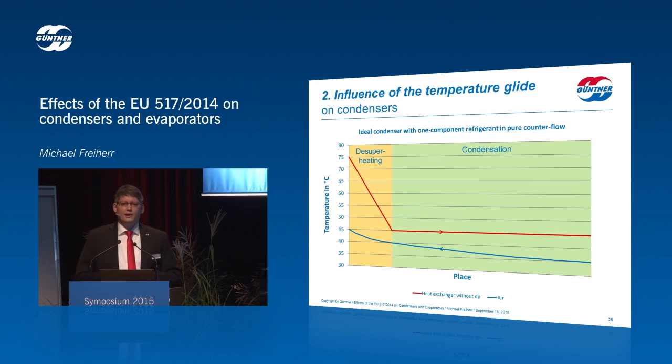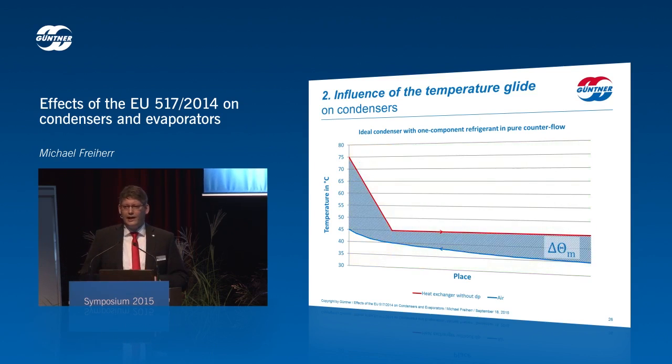If you look at this surface area, or if you integrated that surface area, that would get you the mean temperature difference that's effective on the condenser, and that's the delta theta M. And the reference point, I already showed that to you before, is the dew point temperature.